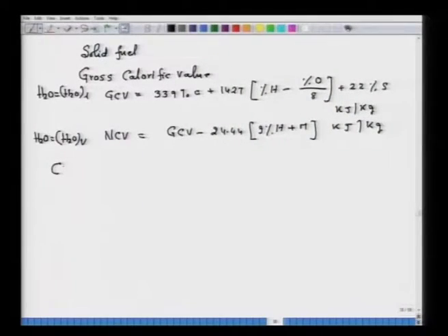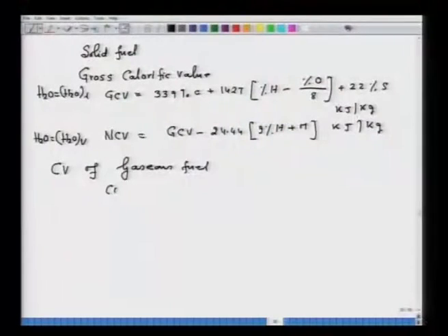Similarly, we can determine the calorific value of gaseous fuel from various heat of formation or heat of combustion values of the products of combustion. Now, for example, let us take a fuel which has CO equal to 30%, H2 equal to 40% and nitrogen equal to 30%. Now, we know the heat of formation values of CO and hydrogen, because here CO and hydrogen are the combustible components.